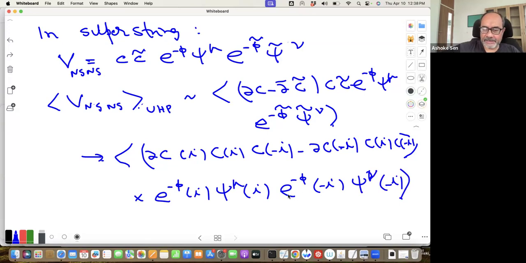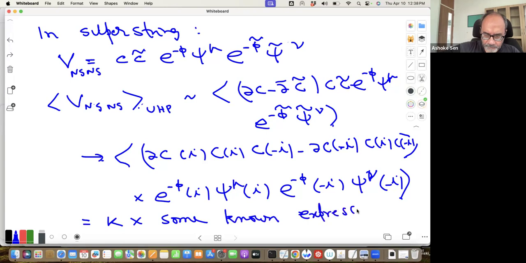And again, we can calculate this, right? Because you see that you have the correct picture changing operator. e to the minus phi, e to the minus phi gives you e to the minus 2 phi, psi psi OPE, you know, 1 over z minus w. And again, this you know. So this is again given by k times something known. And k is the normalization.